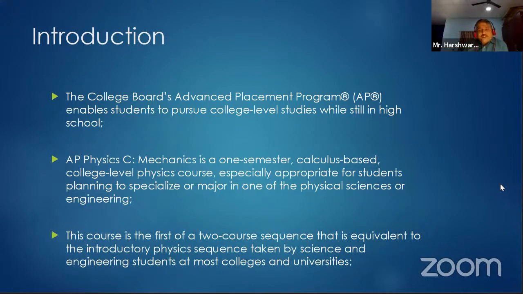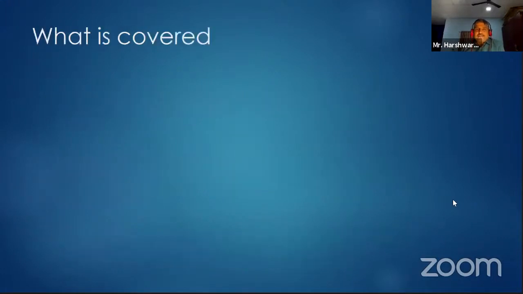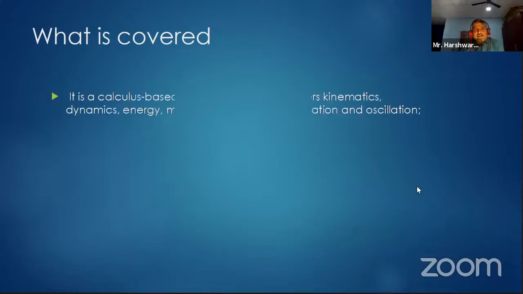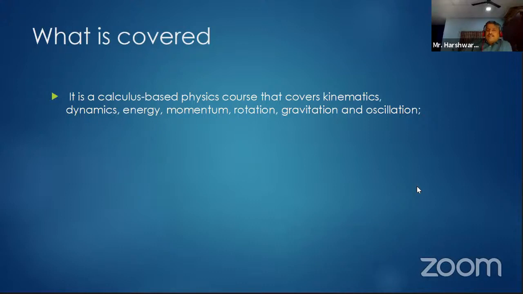This is the first of a two-course sequence, which is equivalent to the introductory physics sequence taken by science or engineering students at almost all the top colleges and universities. The second of this sequence being obviously the AP Physics C Electricity and Magnetism course, which we'll talk about later on. Now, what is covered in this exam, first of all? It is, as I said, a calculus-based physics course that covers kinematics, dynamics, energy, momentum, rotational dynamics, gravitation, and simple harmonic motion or the oscillatory motion.